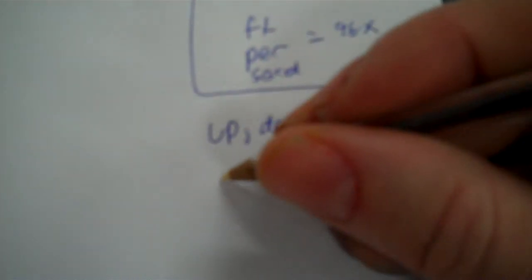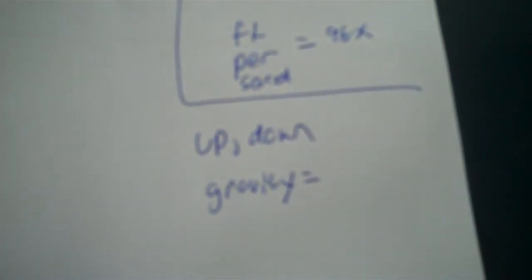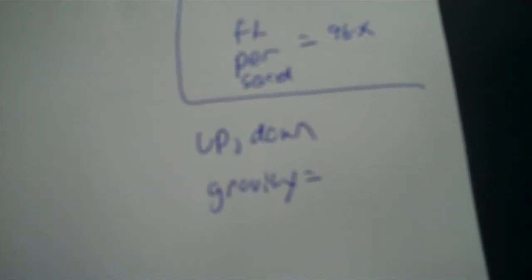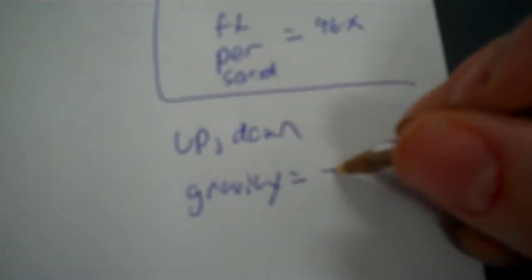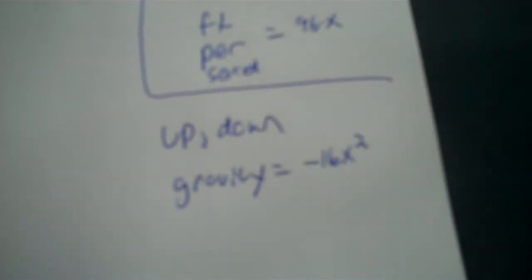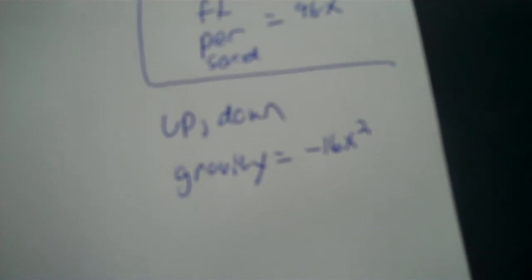It's pulled up and down by a force known as gravity. Now there's a number for gravity we use with feet and seconds. It's not negative 9.8, that's meters and seconds. We use negative 16x to the second power, okay? Now, you're not going to make a line, obviously. What you're going to make is an arch, because that's what a golf ball would do.